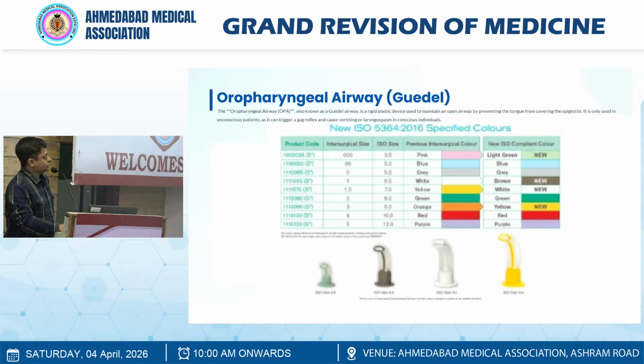Oropharyngeal airways. These are the airways which we use as an oropharyngeal, also known as a Guedel's airway. It is a rigid plastic device used to maintain open airway by preventing the tongue from covering the epiglottis. Commonly used during intubation.